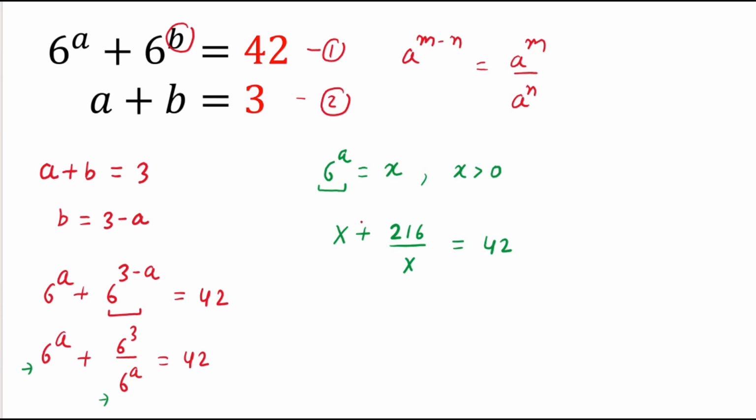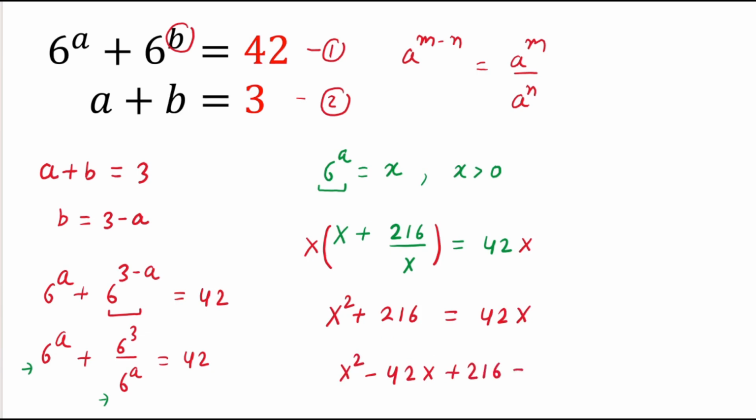Now in the numerator the denominator part is x, so if we multiply both sides by x, then x times x gives x square, plus x multiplied by 216 over x gives 216, and this equals 42 times x. Now if we take all the expressions to the same side, then x square - 42x + 216 = 0. This is a quadratic equation in terms of x.